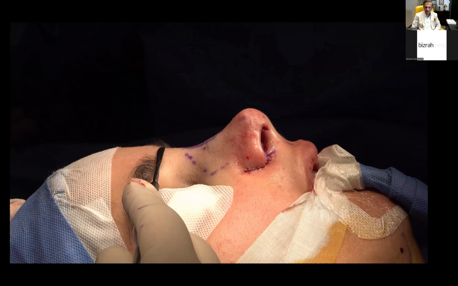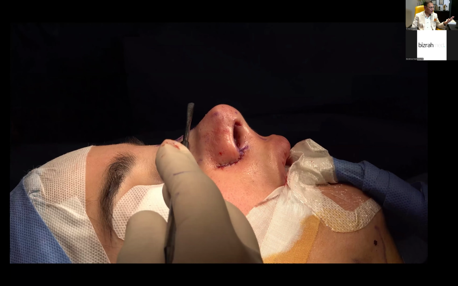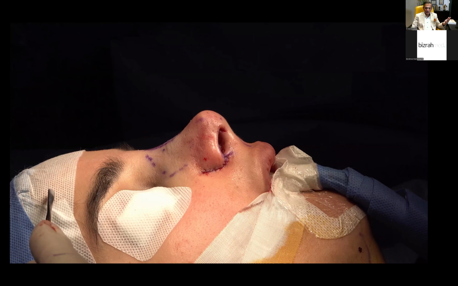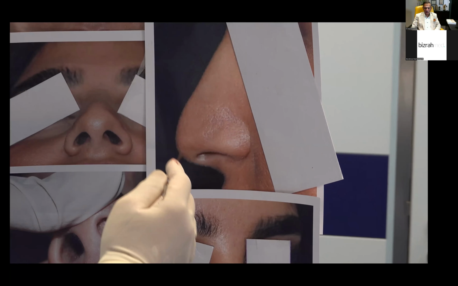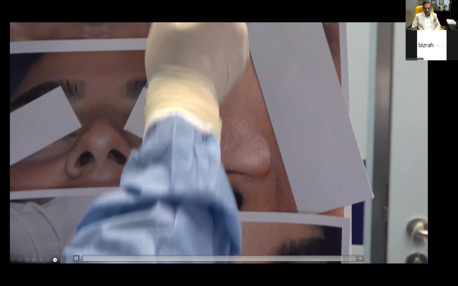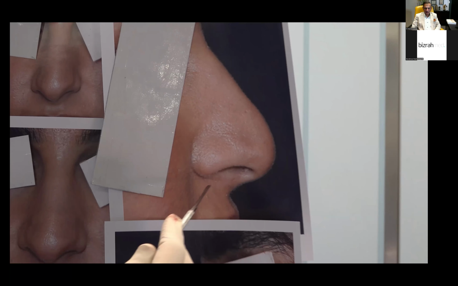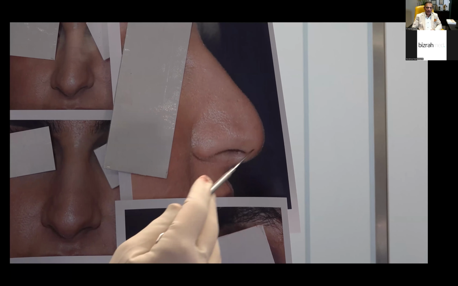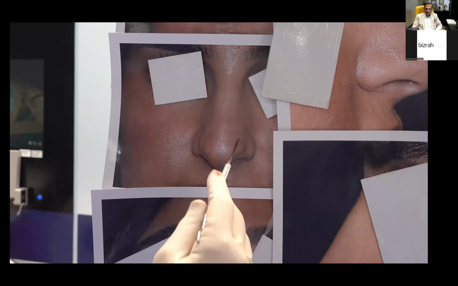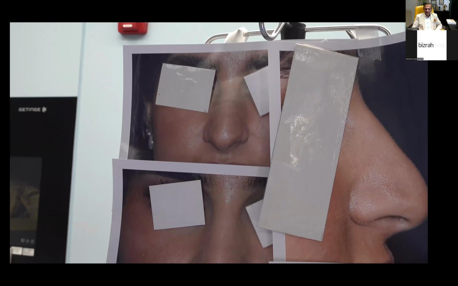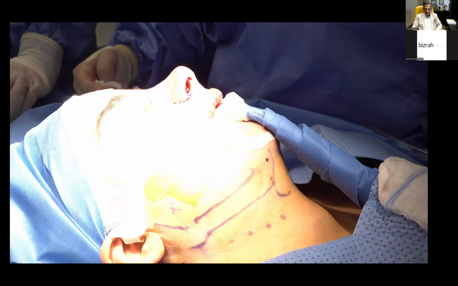35 minutes for such a procedure. We have done it nicely. So we perform this on a droopy tip, under-projected tip, as you see. The broad tip, almost wide bulbous tip, as you see, quite a wide tip, very large wide tip, thick skin.